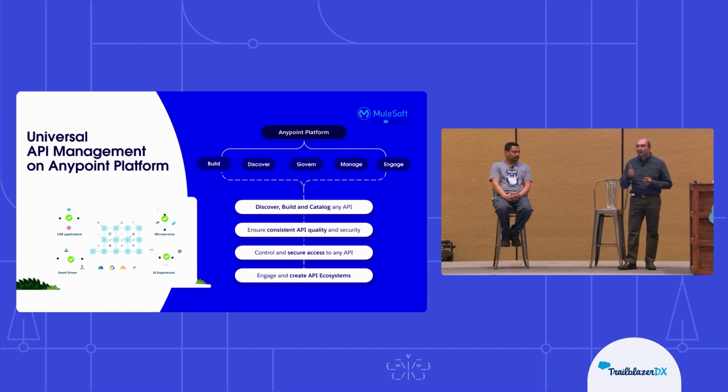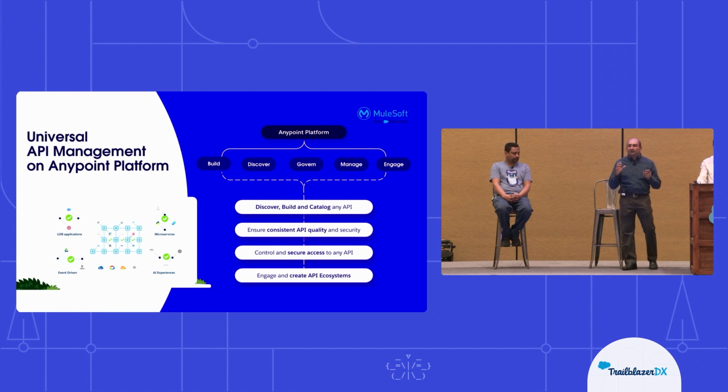At a really high level, Universal API Management allows you to do a few things. For example, build and compose APIs to unlock data on the Anypoint platform; discover and catalog non-Mule APIs in one place so that you have a single source of truth for your APIs. Third, govern and apply best practices or guardrails to all your APIs. Fourth, manage and protect any API within your environment. And lastly, engage and reuse those APIs for more API investments, for reusability.